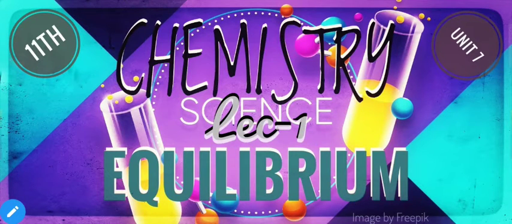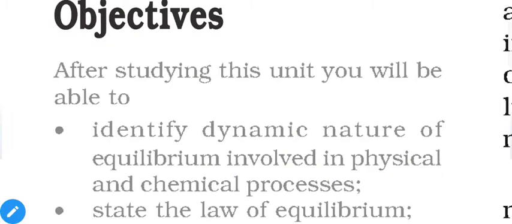If you want to find the nature of a reaction and up to which extent it will complete, that means the amount of product obtained after the reaction is completed, then we have to learn about equilibrium. So, let's start our unit. First let's talk about the objectives.